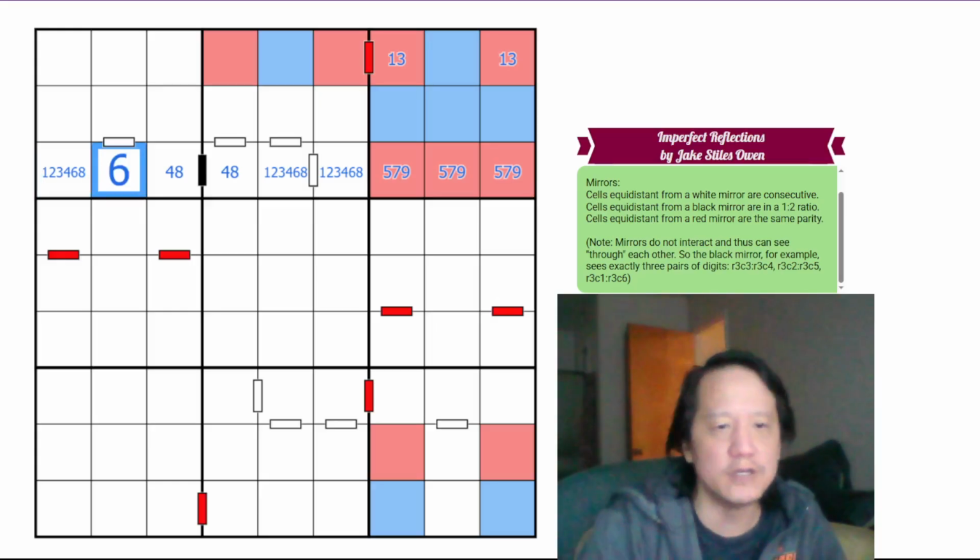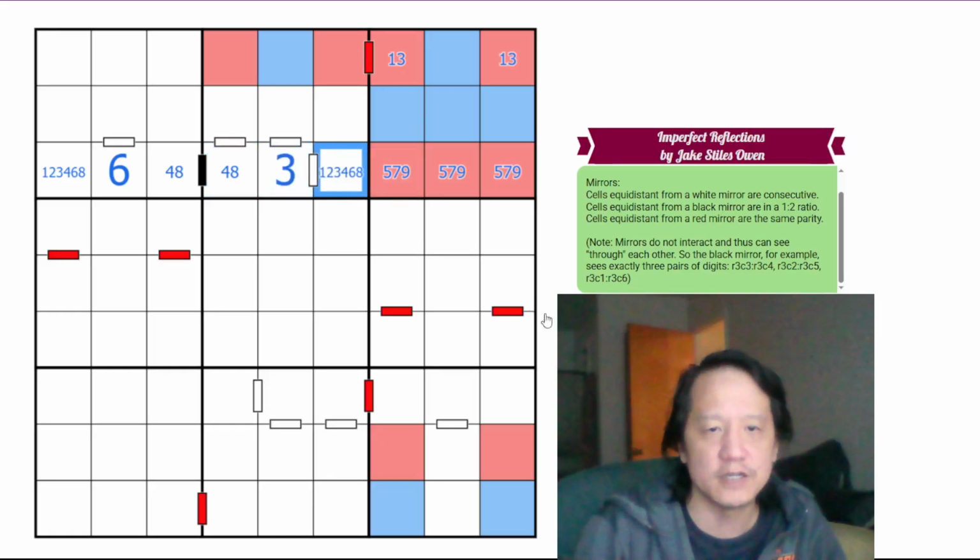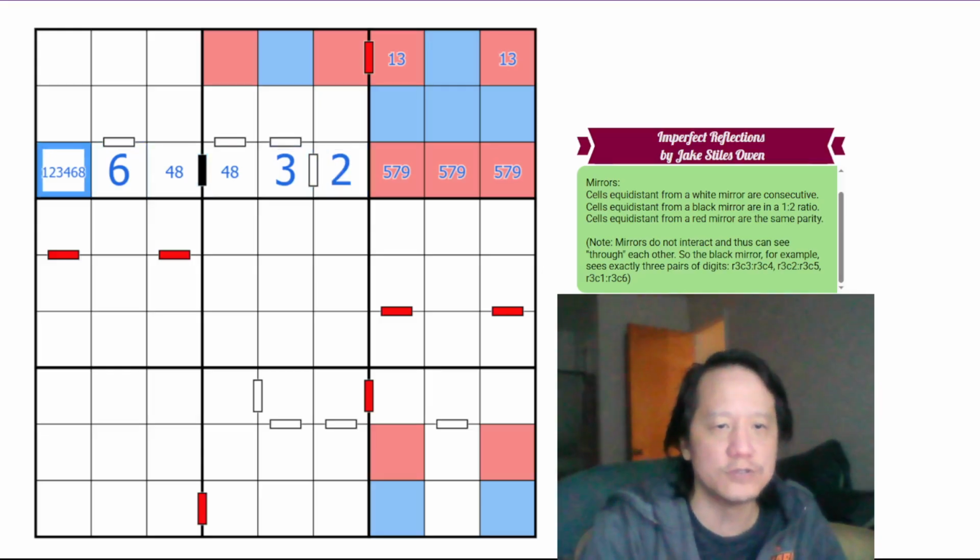6 has to be in a 1 to 2 ratio with 3. So that 3 is only consecutive with 2 out of 1 or 2. So this is 2, this is 1.